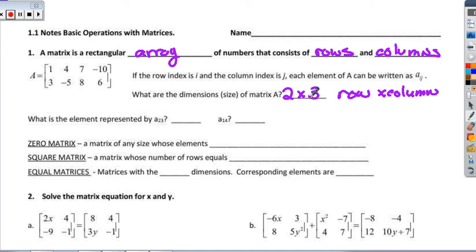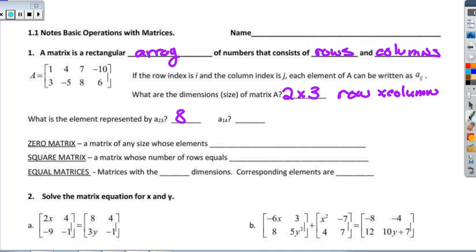Each element inside here can be designated with 2 indexes, i and j. The i is for the row, the j is for the column. So I'm saying, okay, what element is represented by a sub 2,3? That's row 2, column 3. I go to row 2, column 3, see where they intersect, and I would get an 8.